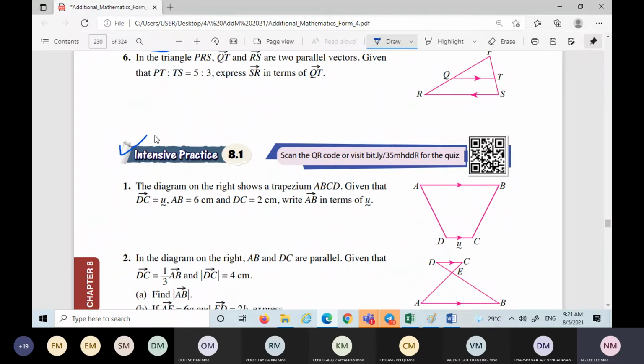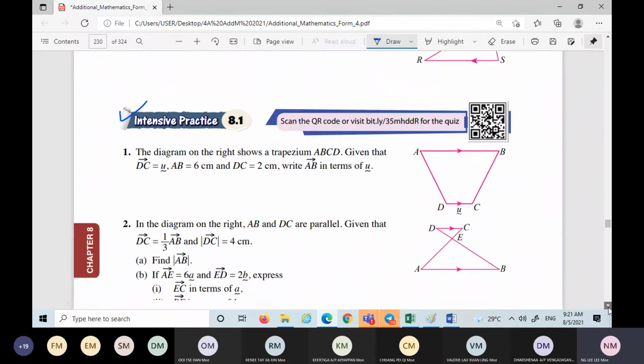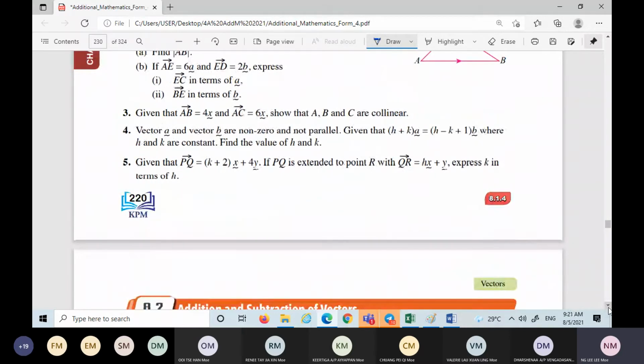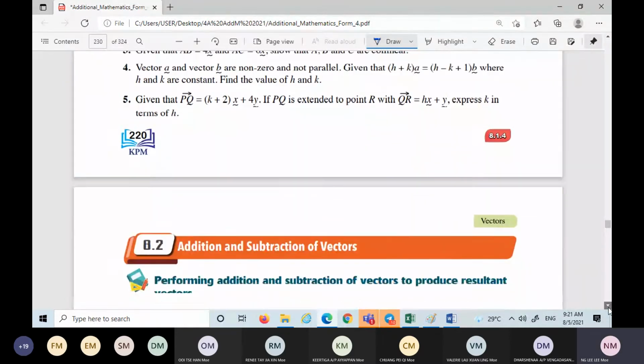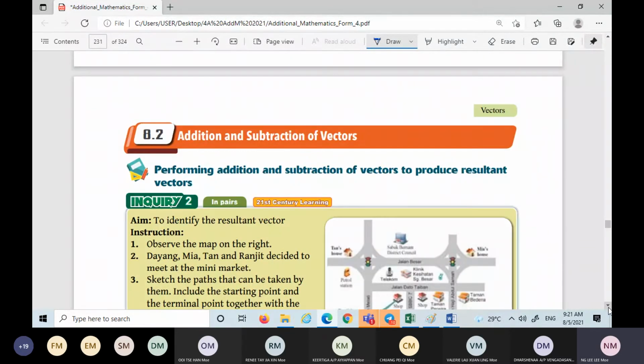So for vectors, I think I will stop here for today. I will discuss with you the PVD. Then tomorrow we will start with this addition and subtraction of vector. Same thing, if possible, you all go through first the 8.2, so that when I teach, you have the idea already.